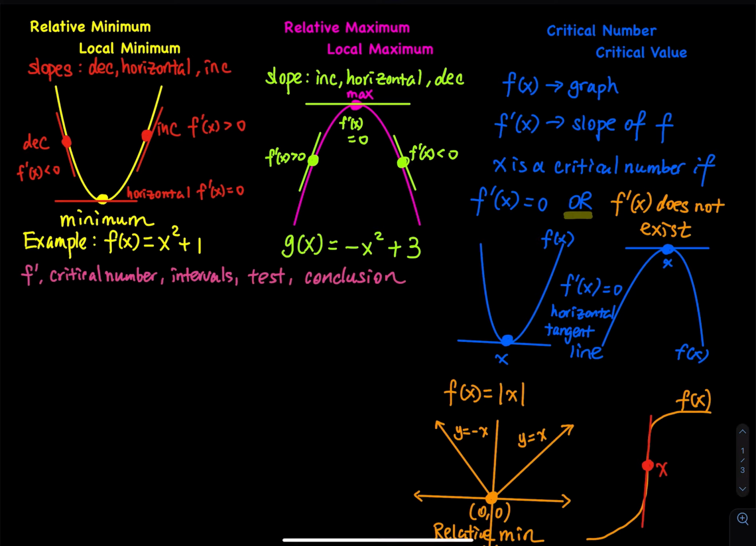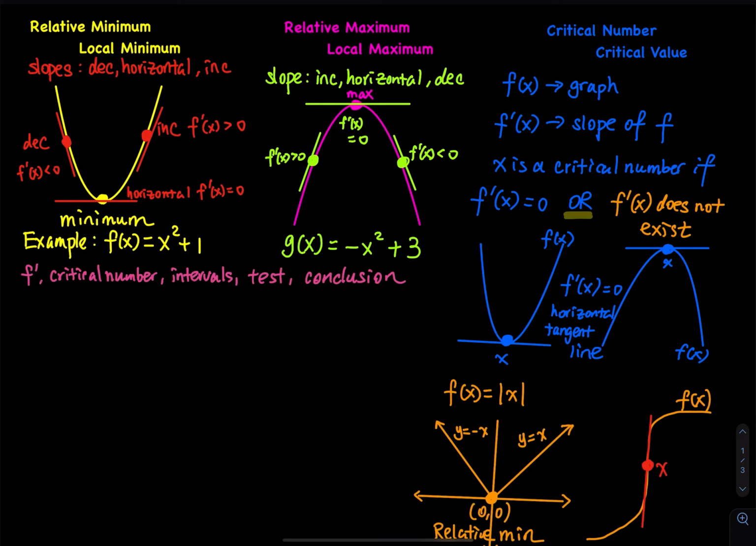And then what about the minimum? At the minimum, you take the derivative, you plug in an x value into the derivative, and the result equals 0. Derivative equals 0 means that at that point the slope is 0. Slope is 0 means we have a horizontal tangent line.